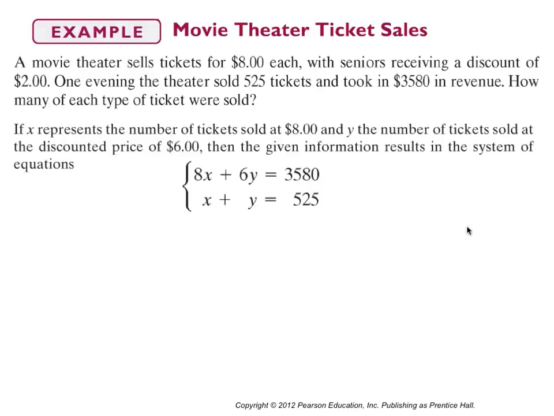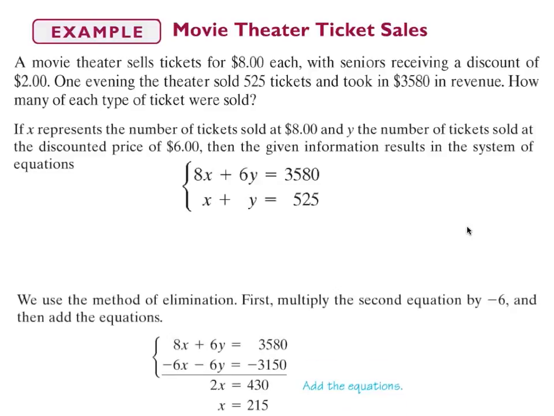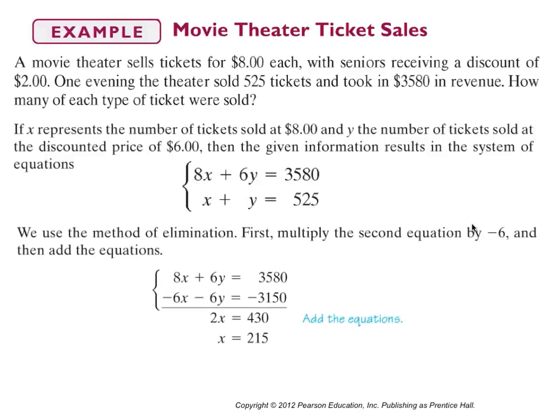We have 8x plus 6y equals 3580, and x plus y equals 525. We can either use substitution or elimination. Elimination is what we use for our 3 equations with 3 variables, so we're going to do that here. If we multiply the bottom equation by -6, then our y's will cancel. So when we multiply the bottom equation by -6, we have -6x minus 6y equals -3150.